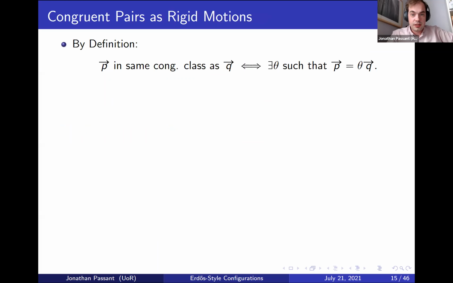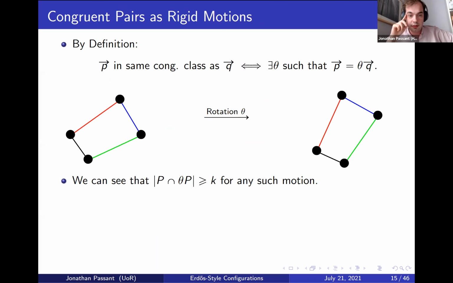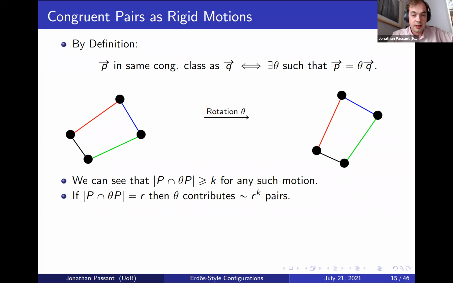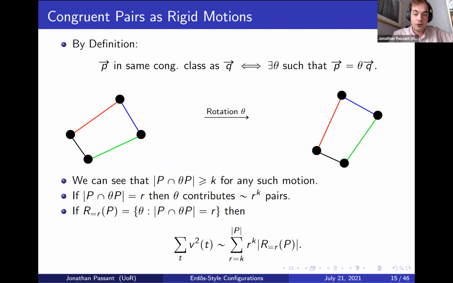Now we use the definition that if they exist in the same congruence class, then there must be some unique rigid motion that takes one to the other. And we can see that any rigid motion that takes one of these k-tuples to a different k-tuple must be at least k-rich. So then you do the counting backwards, and you say that, suppose it's r-rich, then there must be these r to the k such pairs of k-tuples. And so you rearrange your sum and you get something like this.